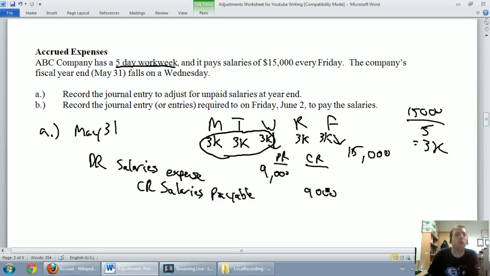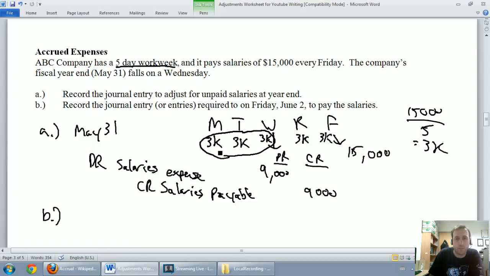And sure enough, I owed them nothing in salaries as of the previous Friday. I paid all the salaries. Now I owe them $9,000. I credit that $9,000 to say, okay, I owe them now. So we've got a good journal entry there for Part A. Let's look at Part B.